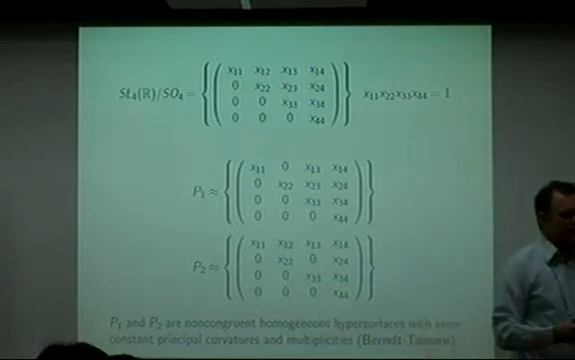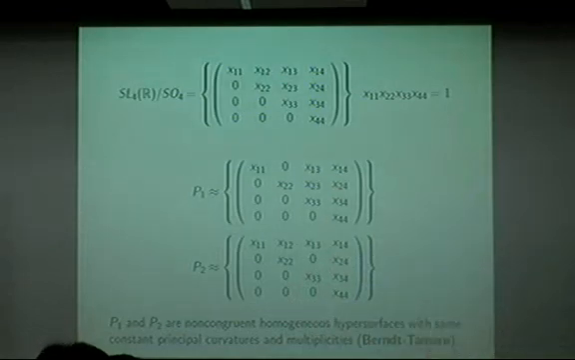So the new phenomenon we have here is that there can be homogeneous hypersurfaces with the same principal curvatures and the same multiplicities, but they are not isometrically congruent to each other. In rank 1, this phenomenon does not exist. When you have the principal curvatures and their multiplicities, they characterize the homogeneous hypersurface. So that's a new phenomenon that arises there.